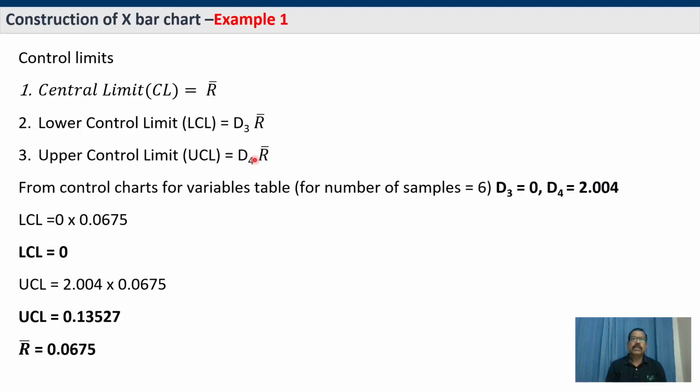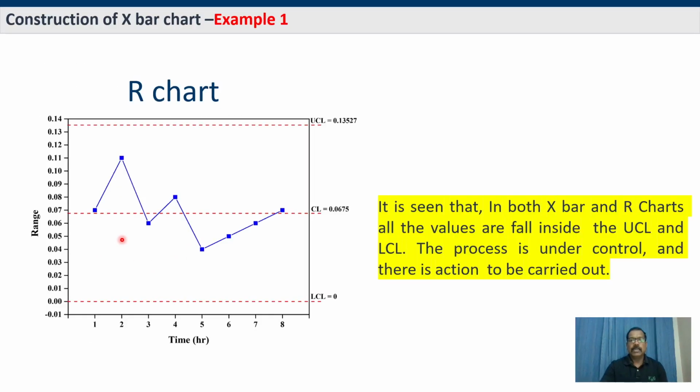For the R chart, you again need three values: center limit R bar, lower control limit D3 into R bar, and upper control limit D4 into R bar. R bar, you know, is the summation of R divided by N. R can be calculated as maximum minus minimum. D3 and D4 can be referred from the table. Substitute that, and you can do this R chart.